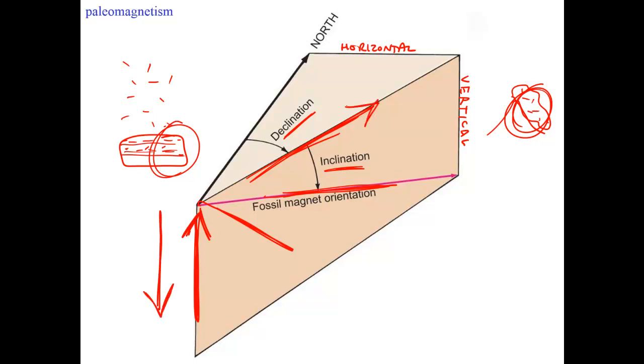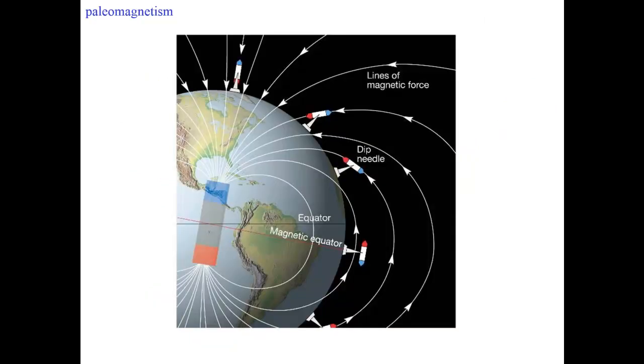If it were forming today at the equator, we'd expect it to be horizontal, and at mid-latitudes, we'd expect it to have inclinations somewhere in between vertical and horizontal. Here's a look at that. At the magnetic equator, fossil magnets would be horizontal. At the magnetic North Pole, they'd be vertical. And at intermediate latitudes, like the one we live at, they'd have some inclination.